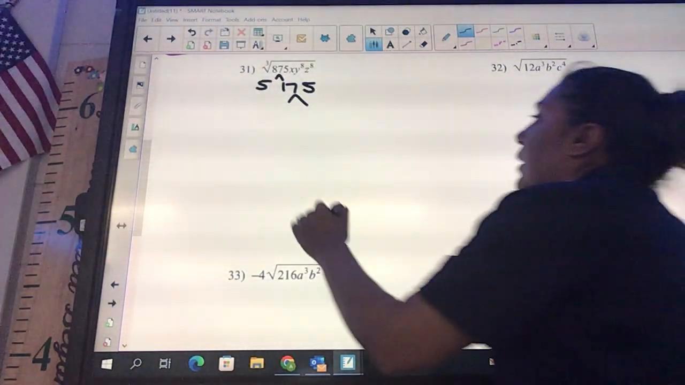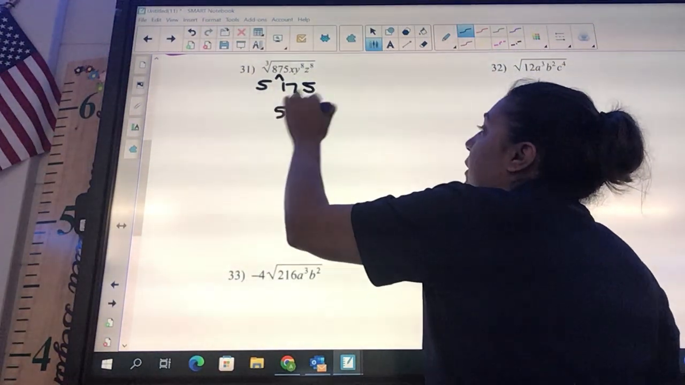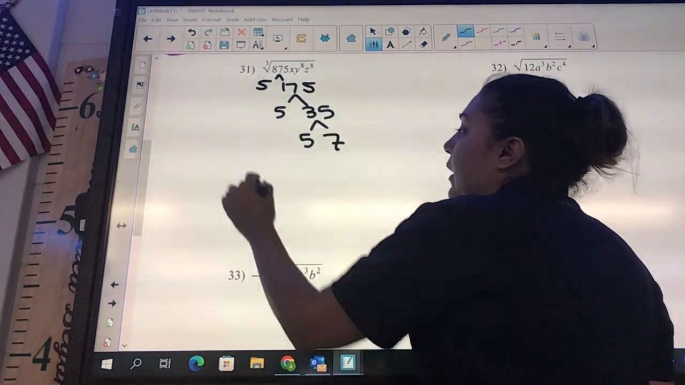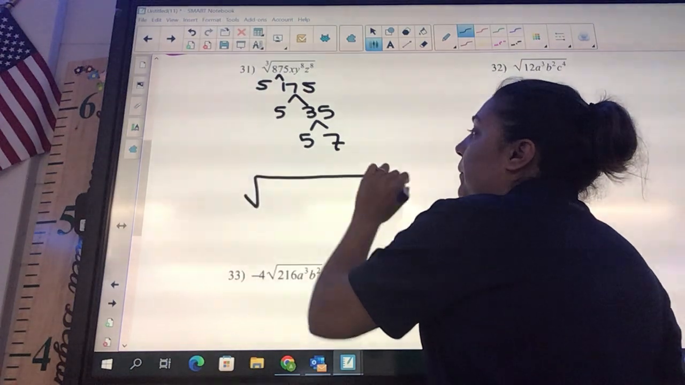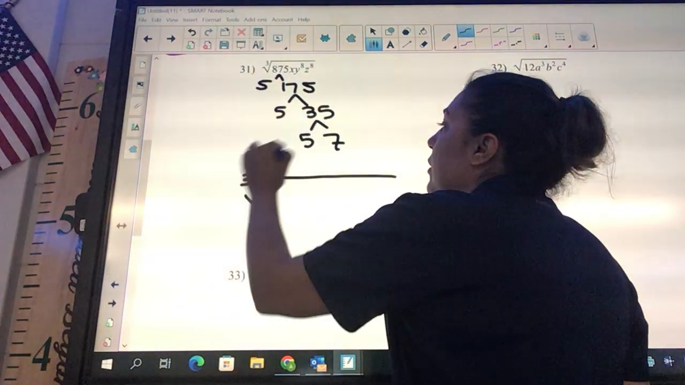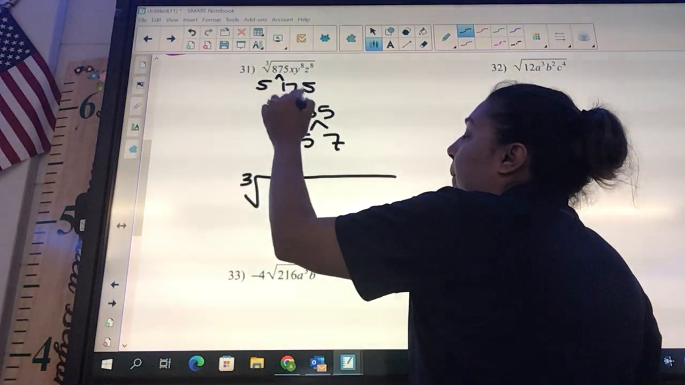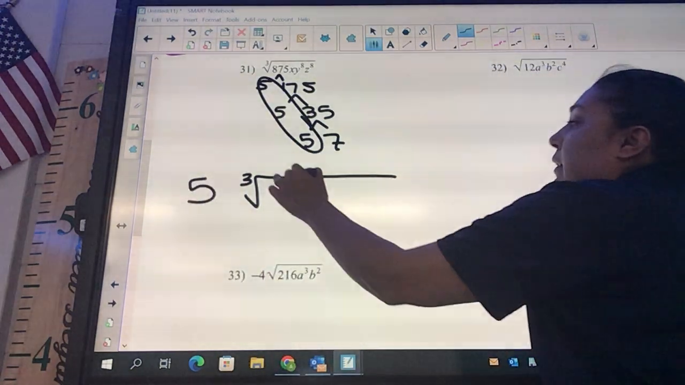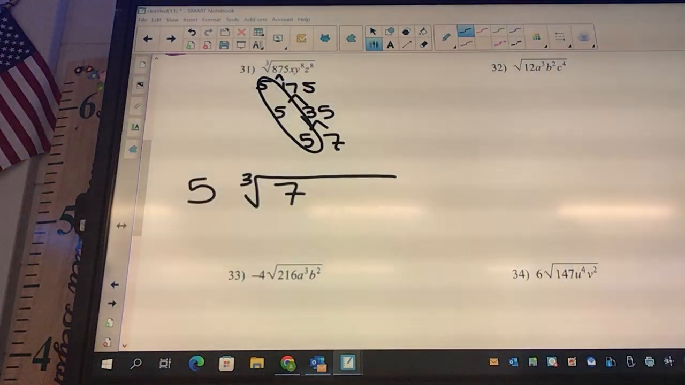35 is 5 and 7. What is our group number? 3. So we can take the group of 5, and that's going to go on the outside. 7 is single, right? Yep, so 7 goes on the inside.